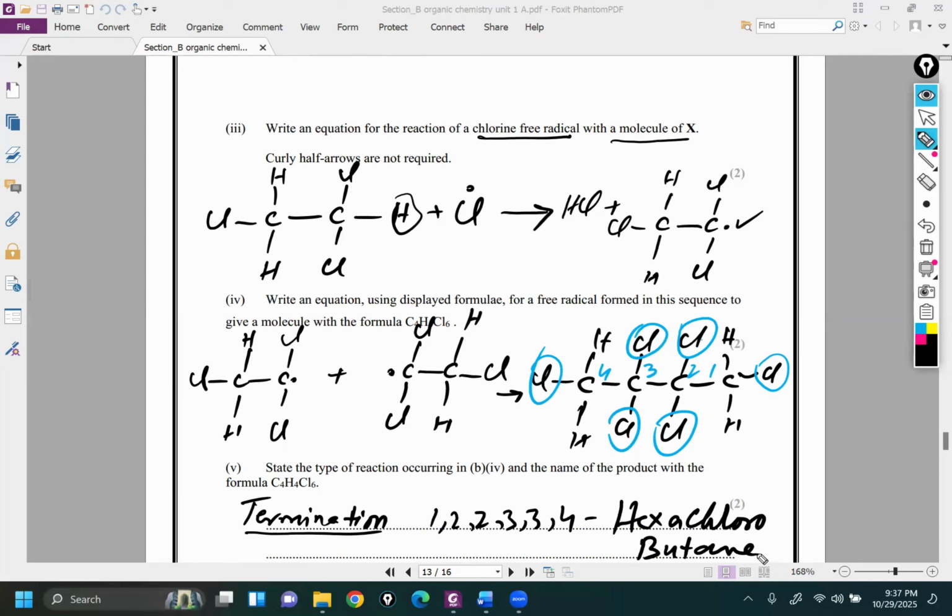Hexachlorobutane. Maybe they will take, or you can take another free radical, but the free radical must be such that the compound gives the formula C4H4Cl6. So the two free radicals must be in a way which can give you this formula, where carbons are 4, hydrogens are 4, and chlorines are 6. So maybe you can take free radicals which are different from these two. In that case, the product will be different and the name will be different. So in that case, your answer will also be correct.